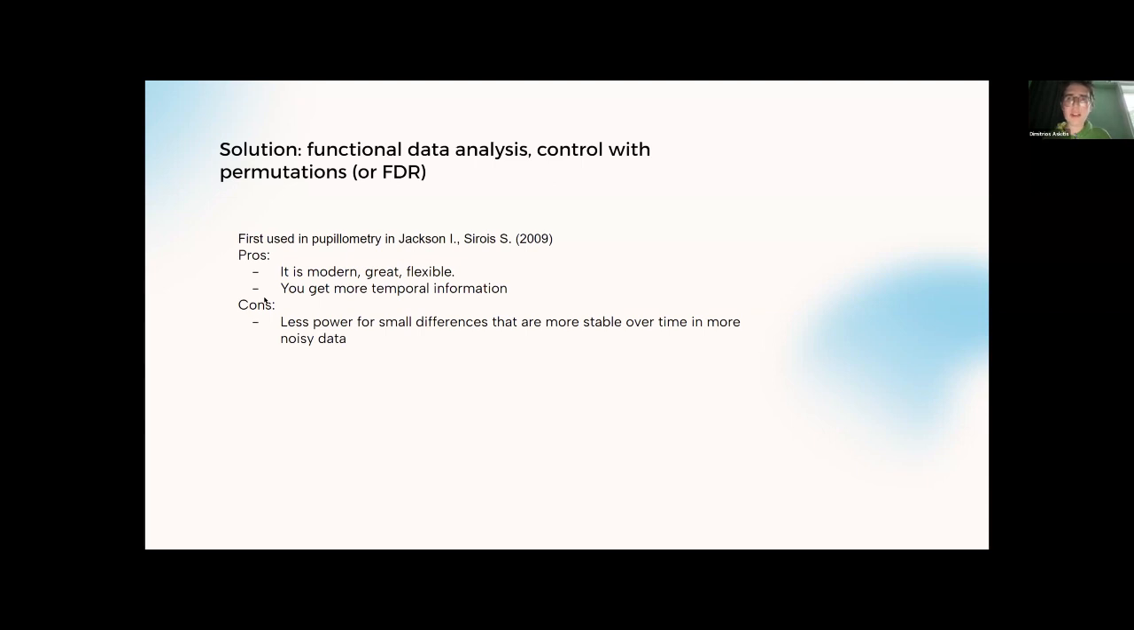Functional data analysis is a quite modern and flexible way of analyzing data. It was first used, I think, in pupillometry by Jackson and Sirois. And this way, it allows us to keep quite a lot of temporal information from the pupil time series. It may have some disadvantages in some specific cases, if there are some results that are sustained through time, but there is a lot of local noise. That's why it's quite important to low pass filter the data before using functional data analysis, unless we use long enough bins.